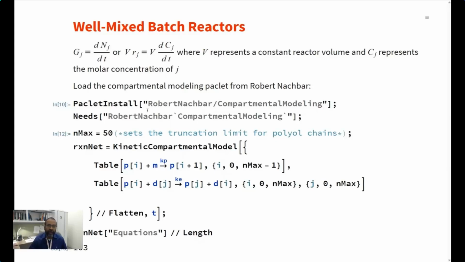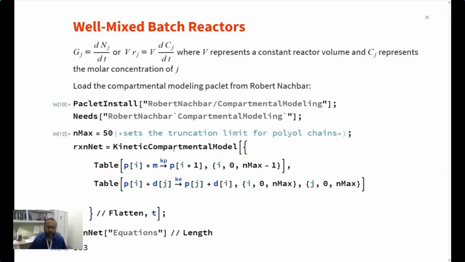We now load the paclet from Robert Nachbar on compartmental modeling. Here, Nmax sets the truncation limit of polyol chains. In theory, one needs an infinite number of equations for a polymerization reactor, but practical implementation often involves setting a truncation limit without significant loss in accuracy.